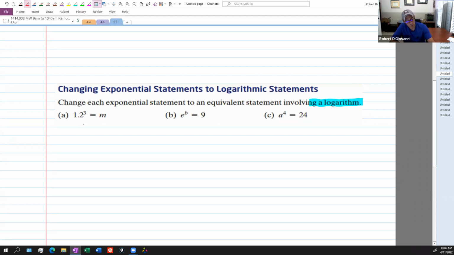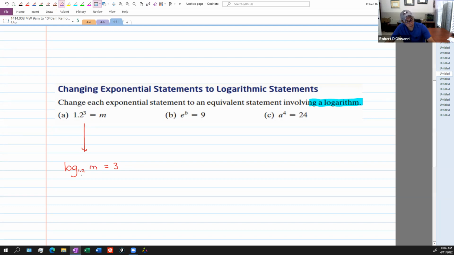So let me do the first one. This first one, to convert it to logarithmic, I'm going to write log, and then put equals here. And what I need to come up with is the loop that will create this equation. All right, so I have 1.2 being raised to the third, don't I? 1.2 to the third power. So my base is 1.2. This is a 3, and that's an m.